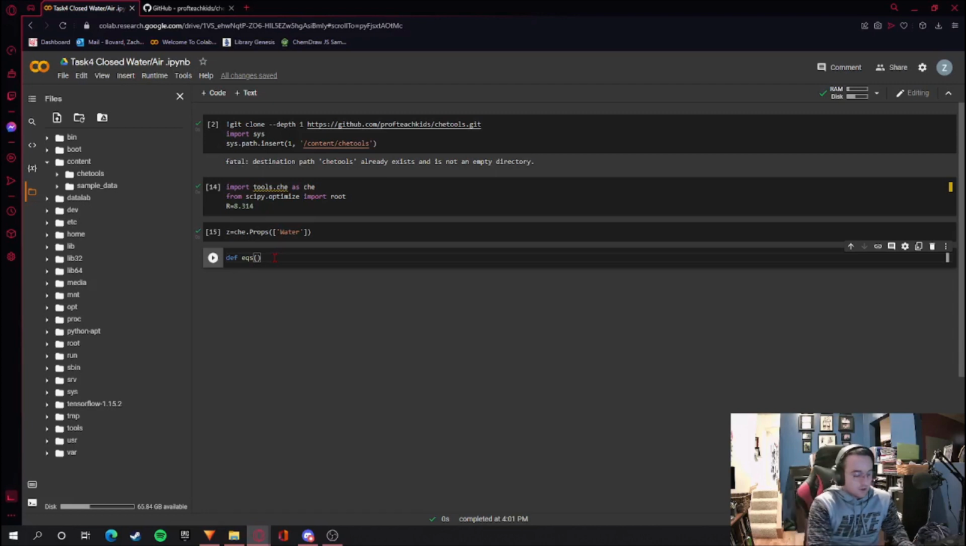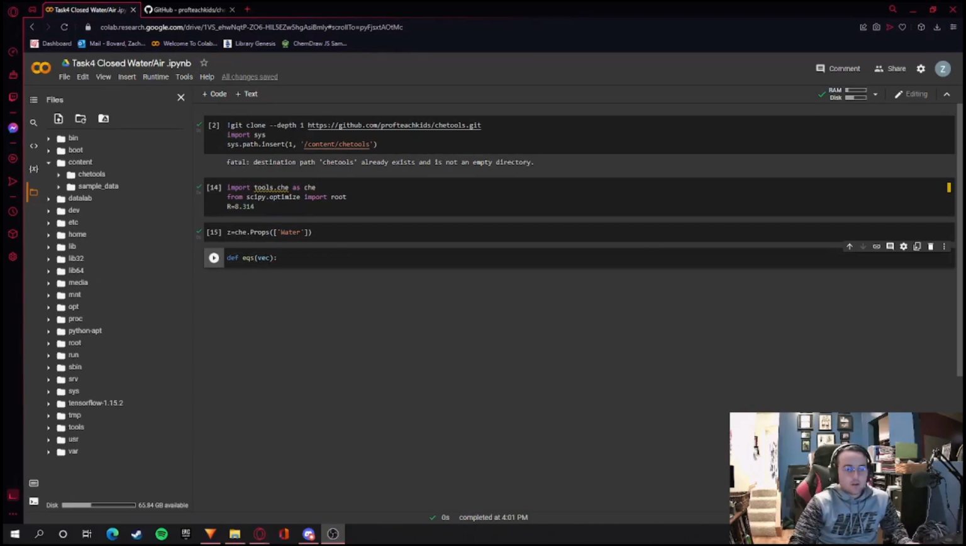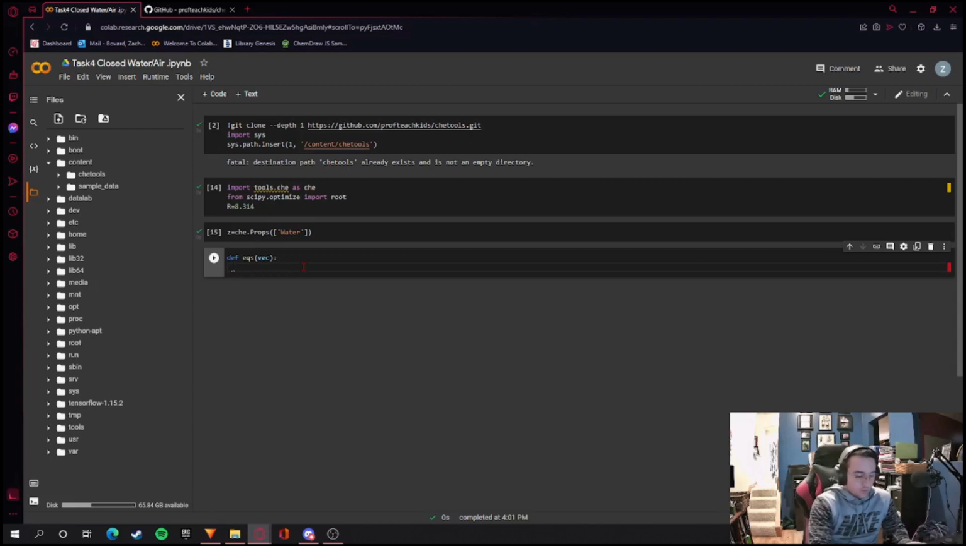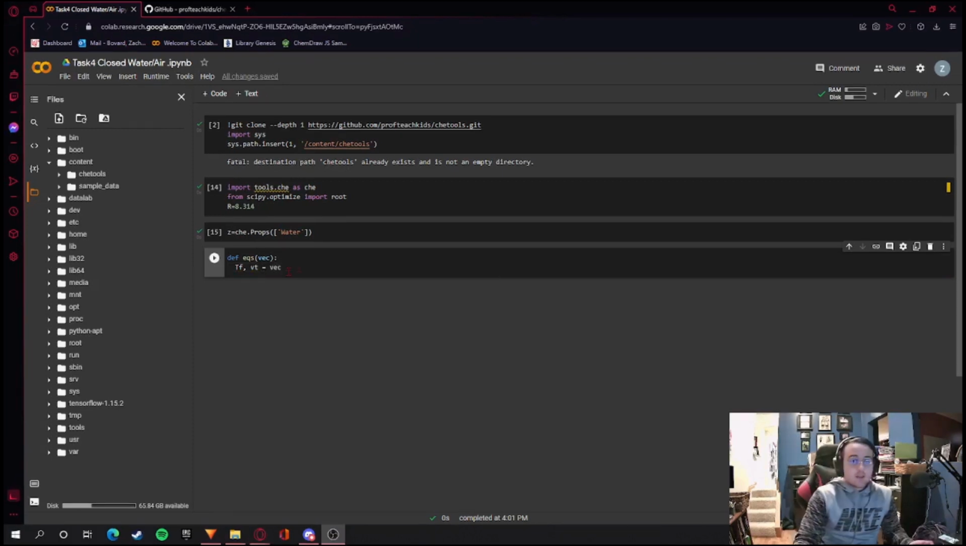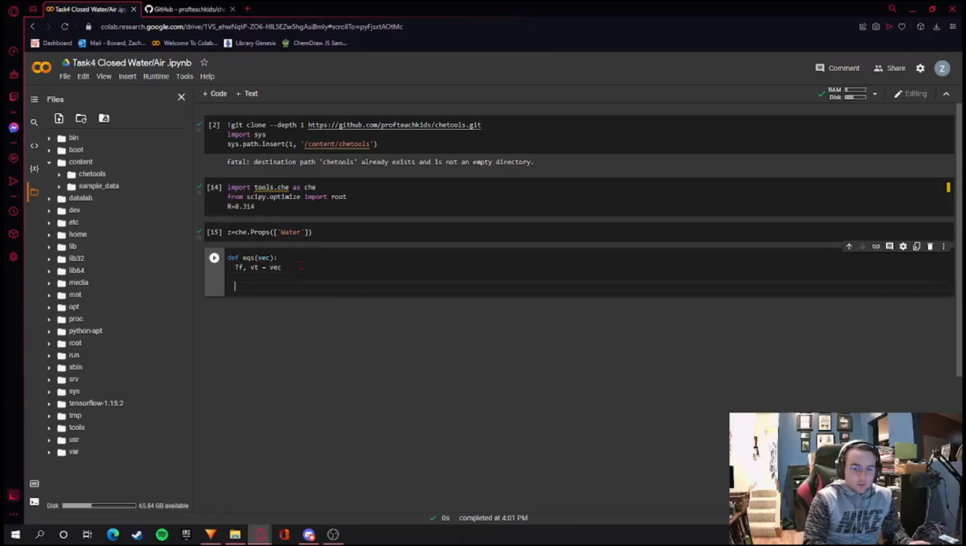So we're just going to call this vector, and then this vector will return the two unknowns. So we are going to unpack that. So that'll be our final temperature as our first unknown, and then our second unknown will be VT, which is the total volume in the container. And that's unpacking it. Then we want to return something.